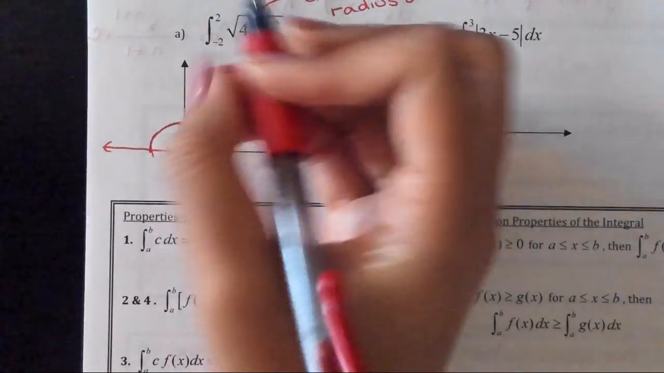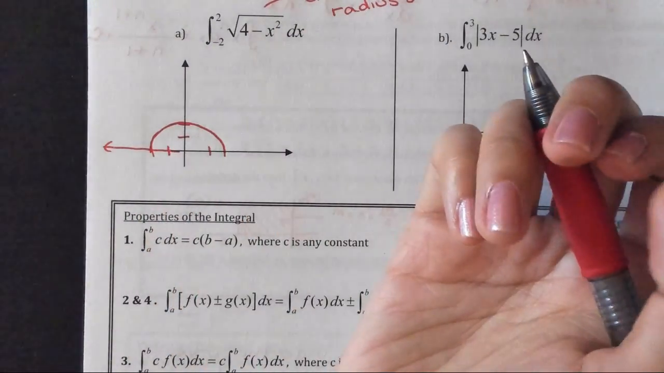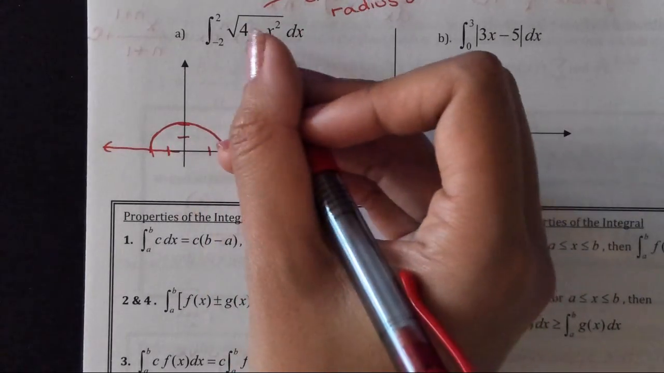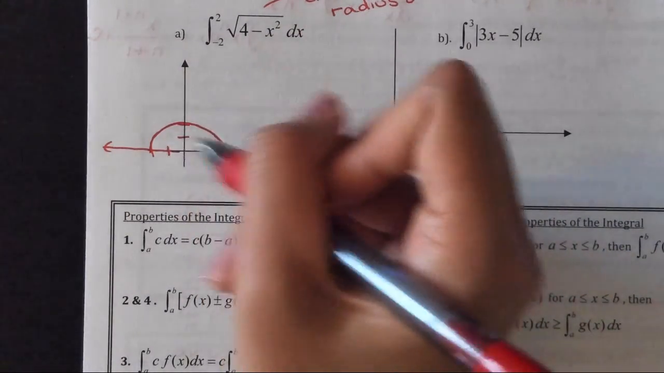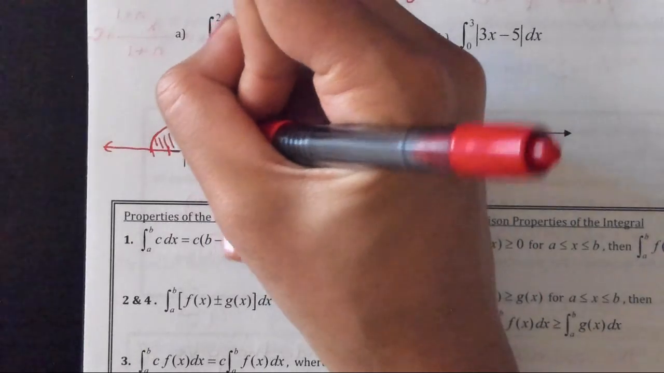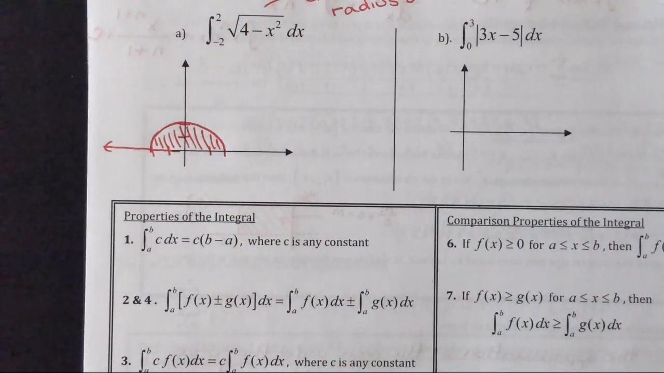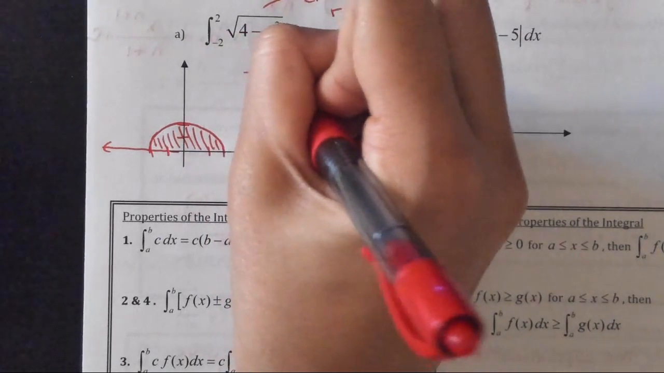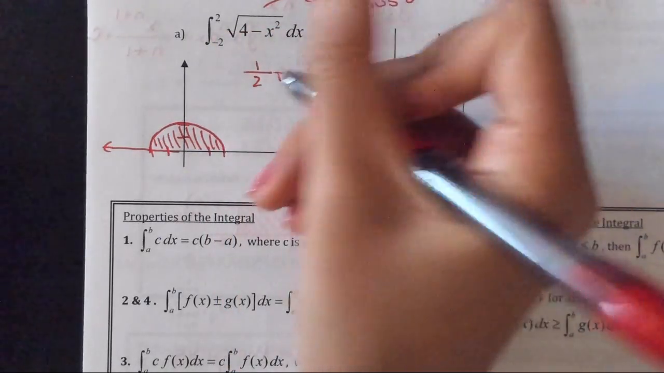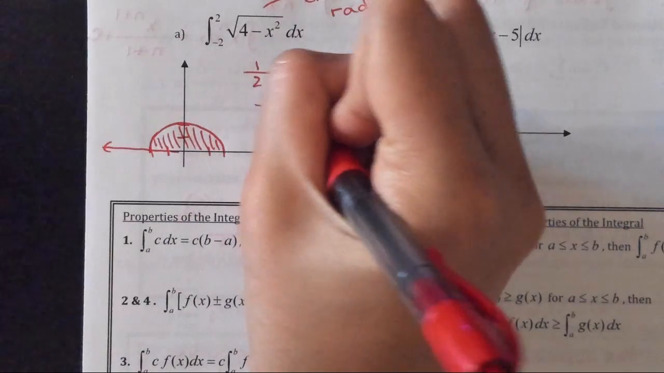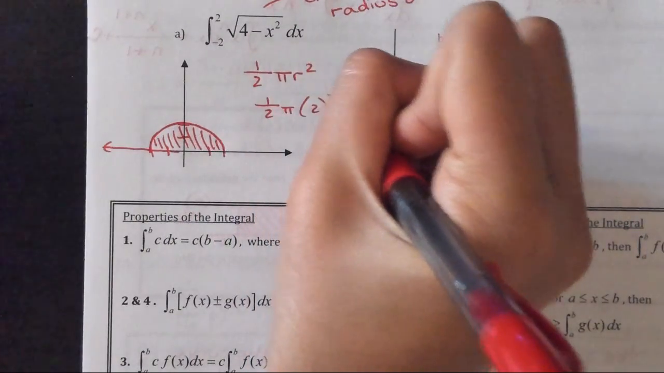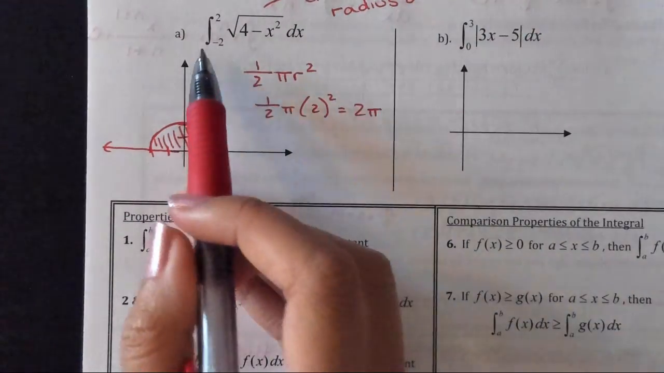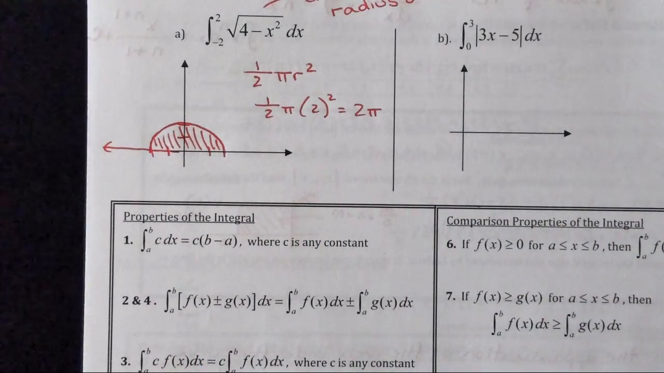And so if I want to find the integral from -2 to 2 of this function, well, this function is just the half circle. All I need to do is find the area of this half circle. Well, I know the area equation of that half circle is 1/2 pi r squared. So 1/2 times pi times 2 squared is 2 pi. So the integral of this is equal to 2 pi.